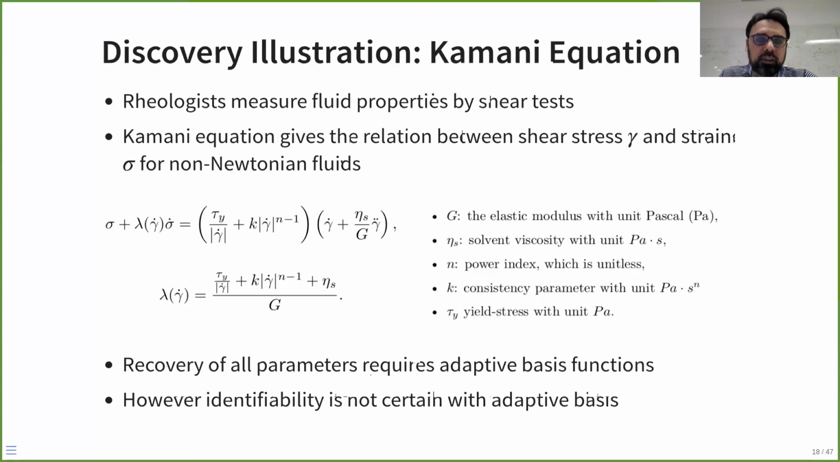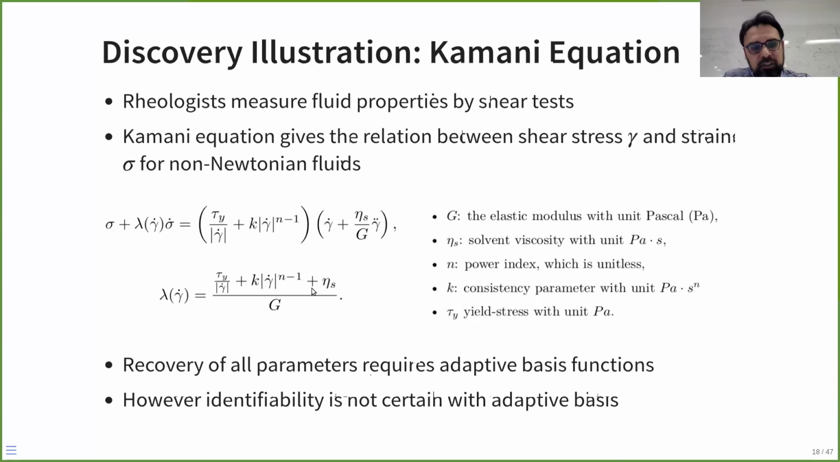And one equation, a constitutive equation for this relationship, is the Kamani equation. Basically what you're given is the shear force, which in this case is given by gamma. This could be just a sinusoidal function. You get the strain, which is represented here by sigma, and then you have some parameters that I guess depend on your application.